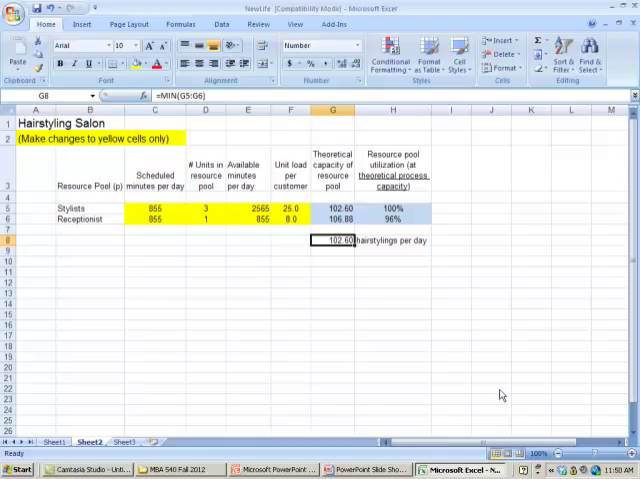So this is an example of how we can shift the workload around a little bit to try to strike a better balance across the resources and maybe in some cases increase the theoretical capacity and hence the revenue generated by the business process.